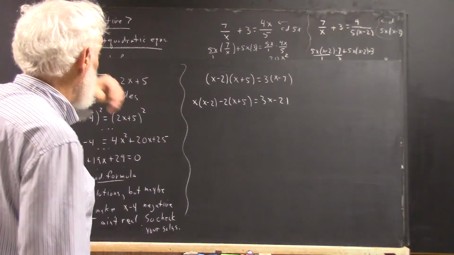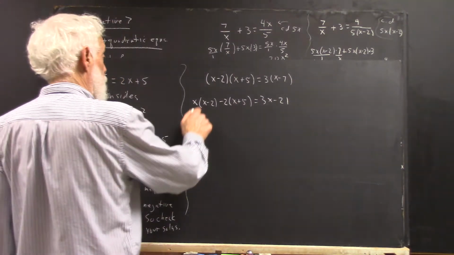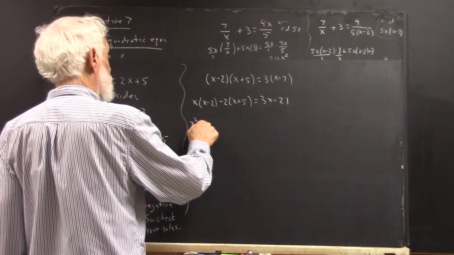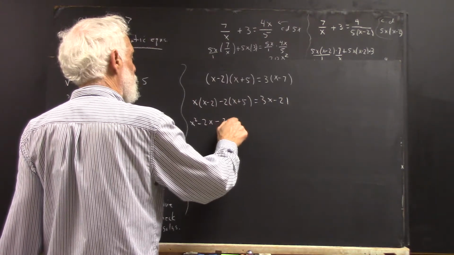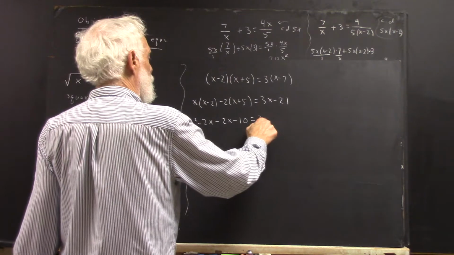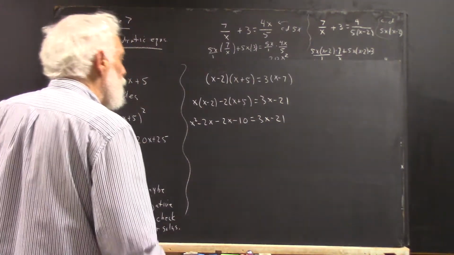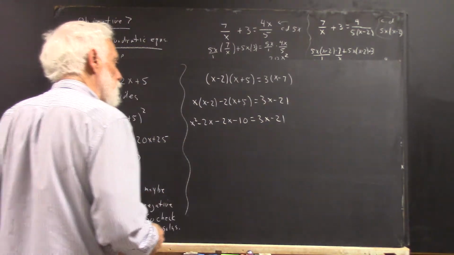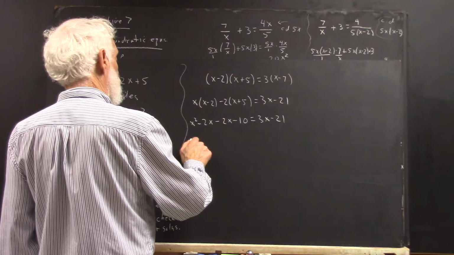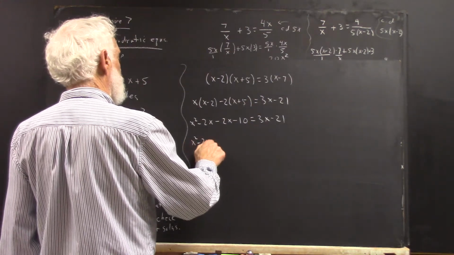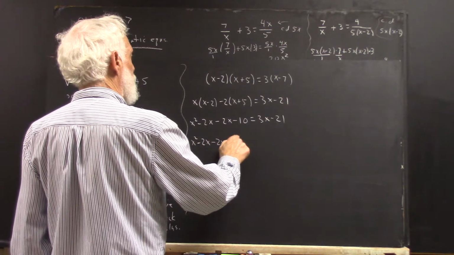Okay? Now, we have to use the distributive law again on this term and this term. So x times x minus 2 is x squared minus 2x. Negative 2 times x plus 5 is negative 2x minus 10. That equals 3x minus 21. I'm going to do this in the kind of detail that I really want to see, even with these others. So we're going to say now that x squared minus 2x minus 2x minus 10.